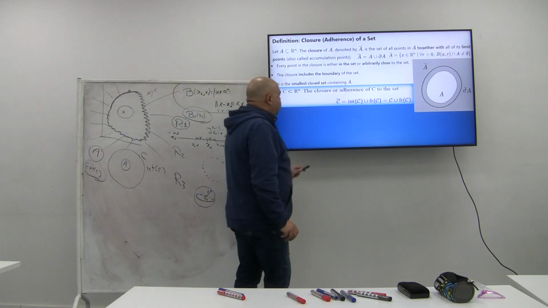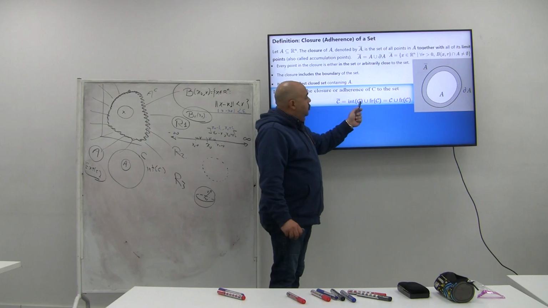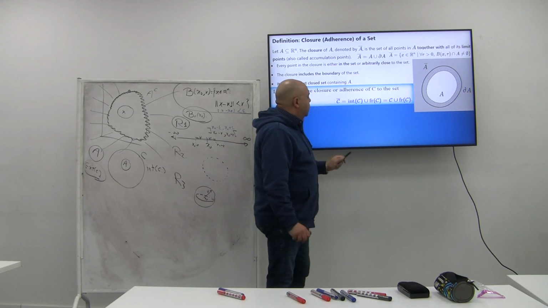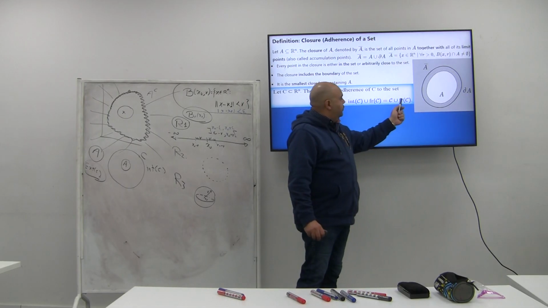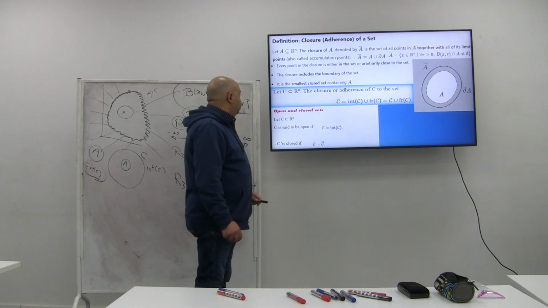Exactly in a similar manner, C closure equals the interior of C union its boundary, the frontier of C. And it's exactly the same: C union the frontier of C. So both of them work very well.